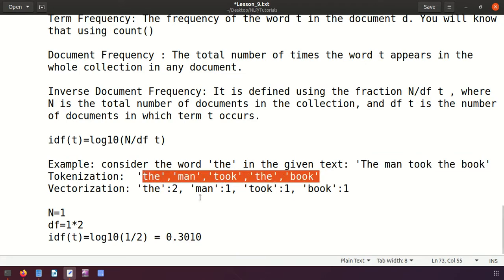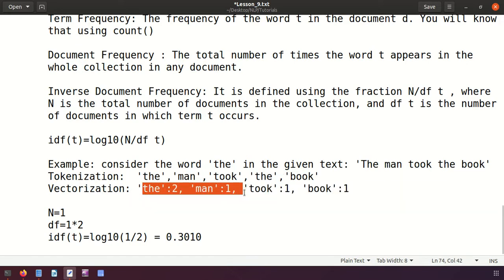This is the tokenization, and then vectorization. So how many documents do we have? Only one document, right? Now let's calculate the document frequency. That is equal to 1 into 2. 2 is the term frequency, how many times it is repeated: 2 times. And 1 means in one document.